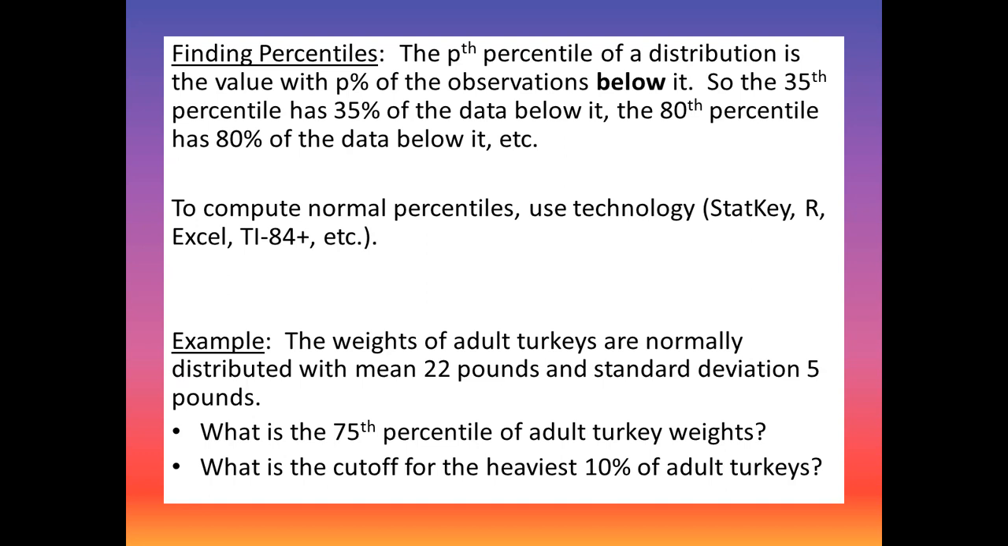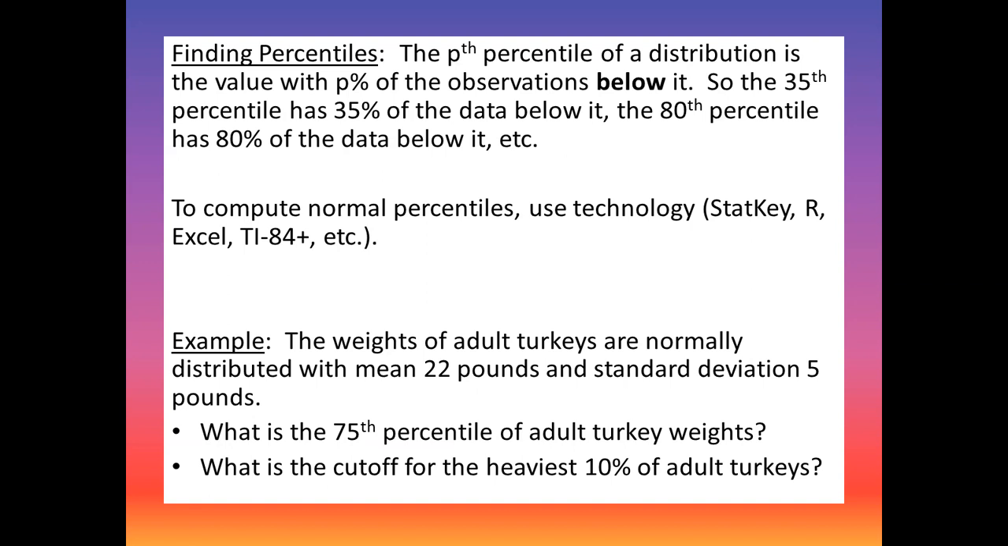In general, the pth percentile of a distribution is the value with p% of the observations below it. So like it says there, 35th percentile has 35% of the data below it, 80th percentile has 80% below it, and so forth. You can use a lot of different things to get percentiles, like it says in parentheses, R, Excel, calculators, but we're going to focus on StatKey just like we did with the probabilities.